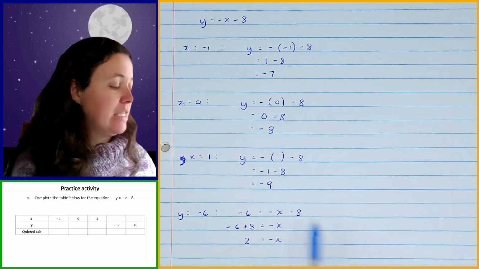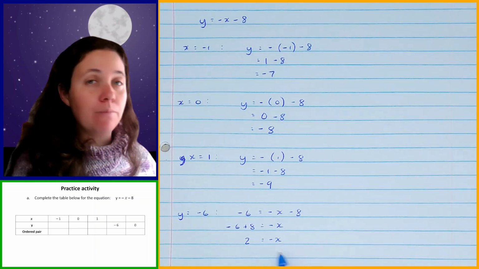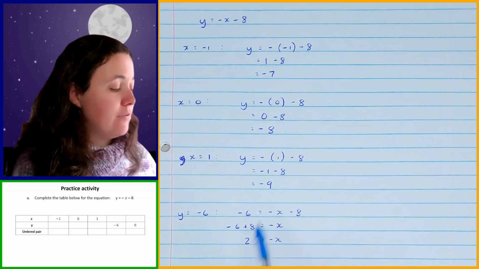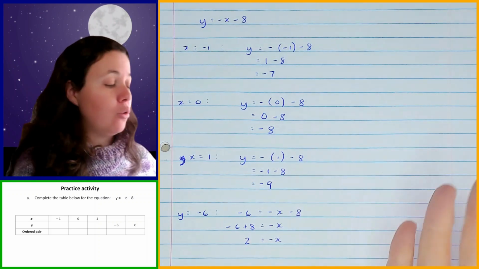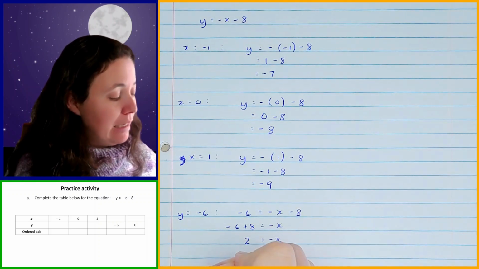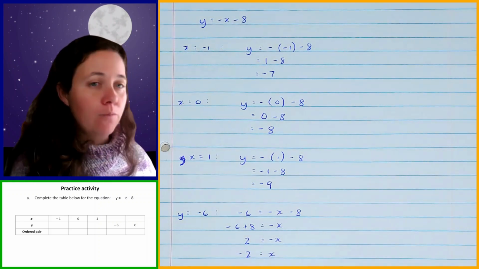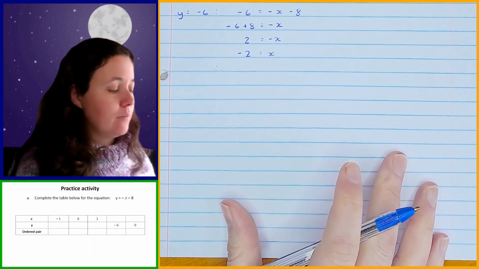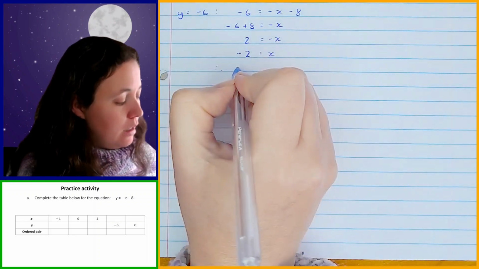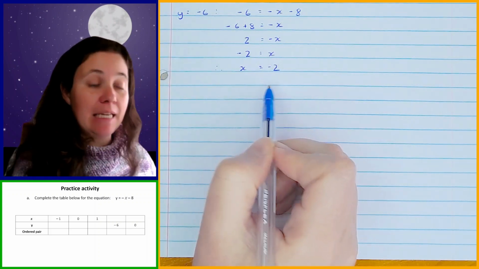And then I have a choice. I can either move this to the left by adding on both sides, and then it becomes positive on the left, or I can just divide by negative 2 or divide by negative 1 or multiply by negative 1, giving me negative 2 equal to x. And then I can say, therefore, x is equal to negative 2. So if y is negative 6, then x is negative 2.